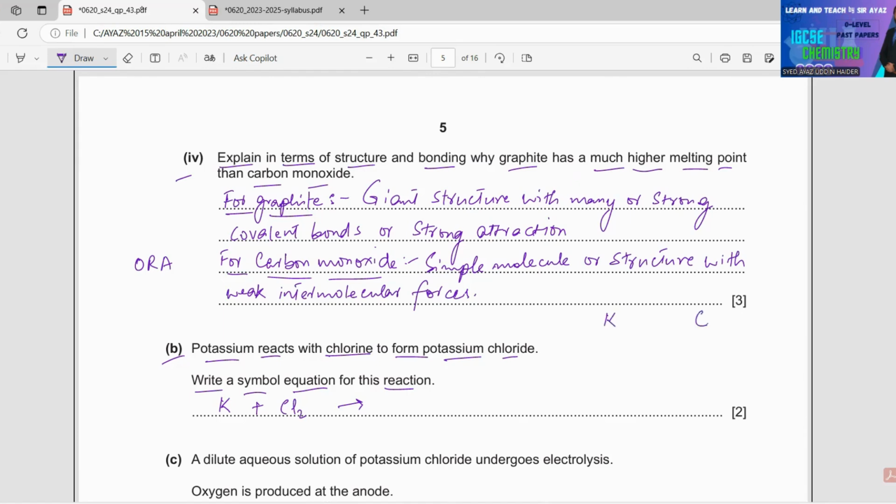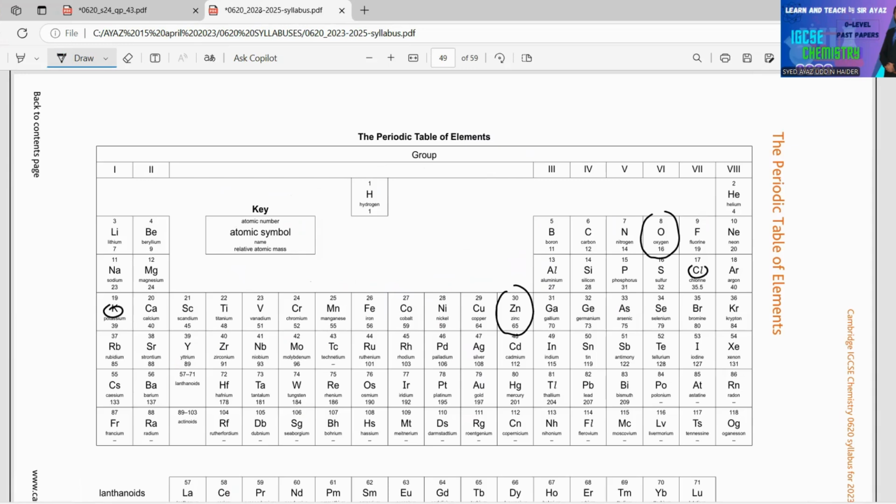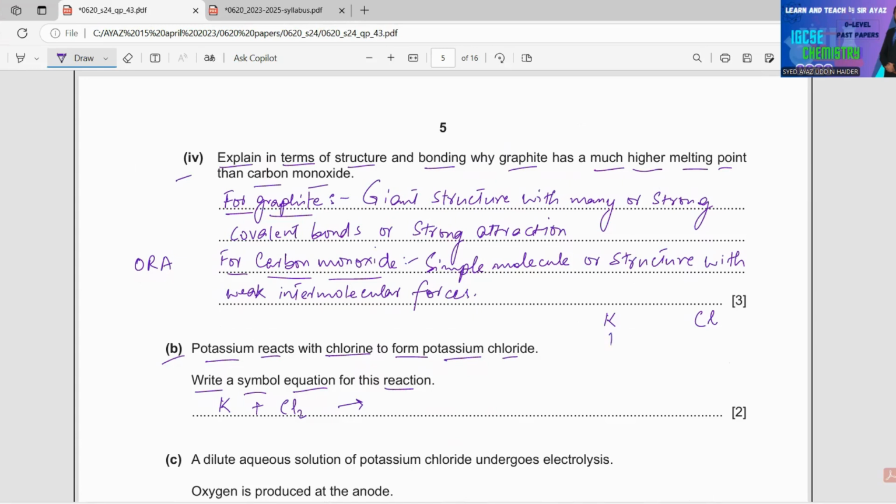Now predicting the formula. The valency for potassium is +1, it's in group 1. For chlorine, it's -1, it's in group 7. So we have the valency for potassium as well as chlorine. Ignore their charges, swap these numbers, and you'll get KCl. So the final formula must be KCl. Now balance it. We have 2 Cl on the left hand side, so I'm going to place 2 before KCl. Now we need to balance K also, so place 2 also. This reaction is balanced now.